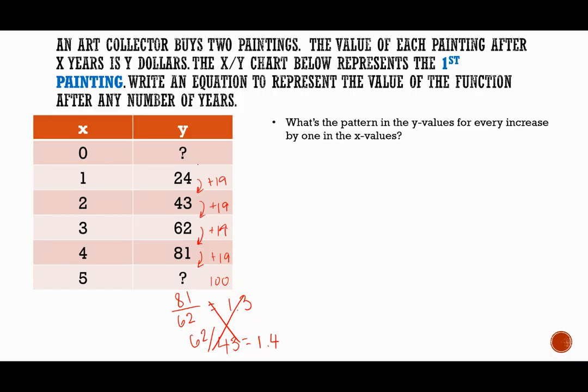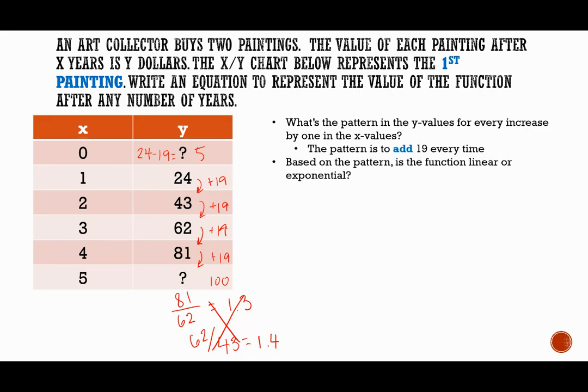How do I figure out a previous y value? I'm going to take 24 and take away 19 as opposed to add 19 if I'm working backwards. So this value would be 5. All right. So what is the pattern? It is adding 19 every time. So if we're adding, that means my function is linear.